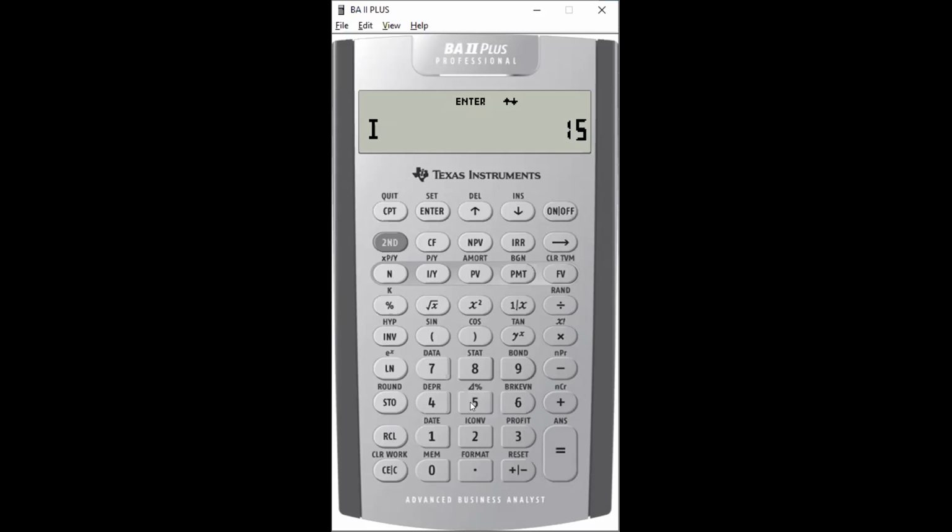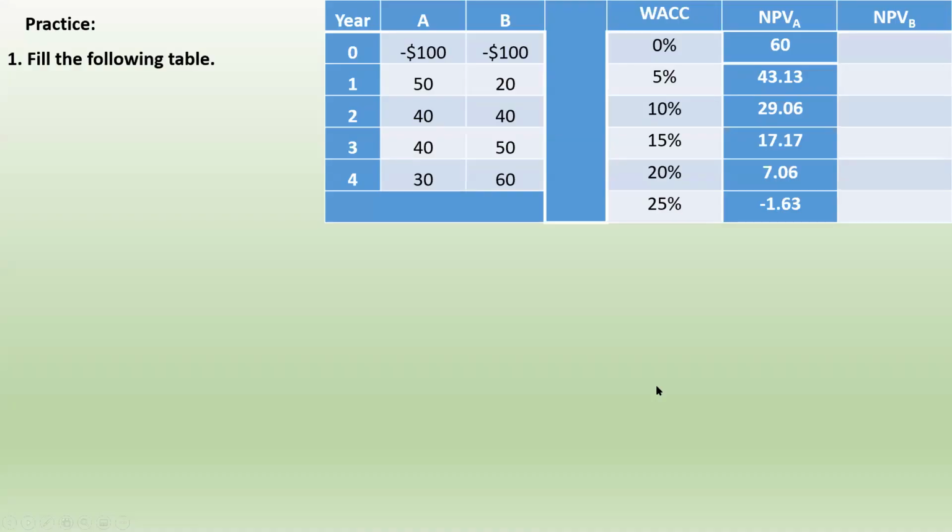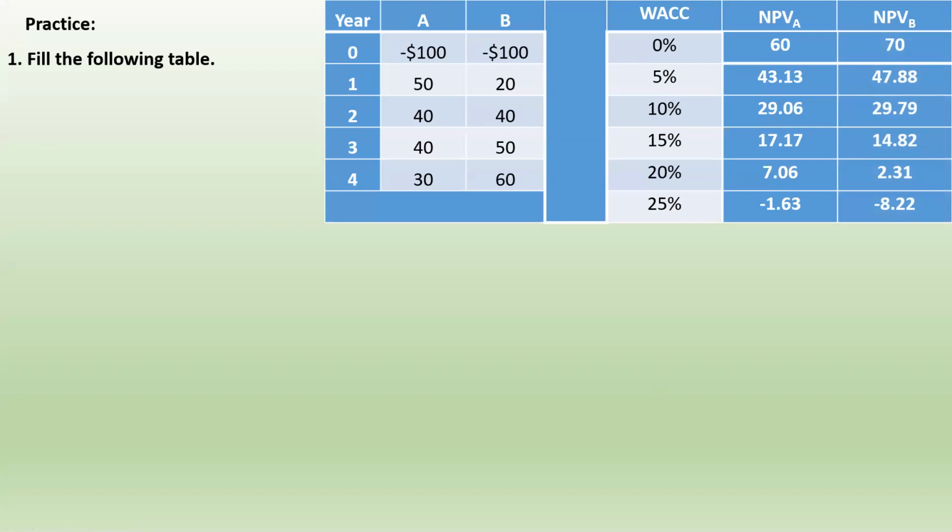And keep going. If the interest rate is 10%, the NPV is 29.06. If the interest rate is 15%, the NPV is 17.18. If the interest rate changes to 20, NPV changes to 7.06. And if the interest rate changes to 25, the NPV changes to negative 1.63. So that is how we calculated the NPV profile. Using the same procedure, you can find out the NPV profile for project B.